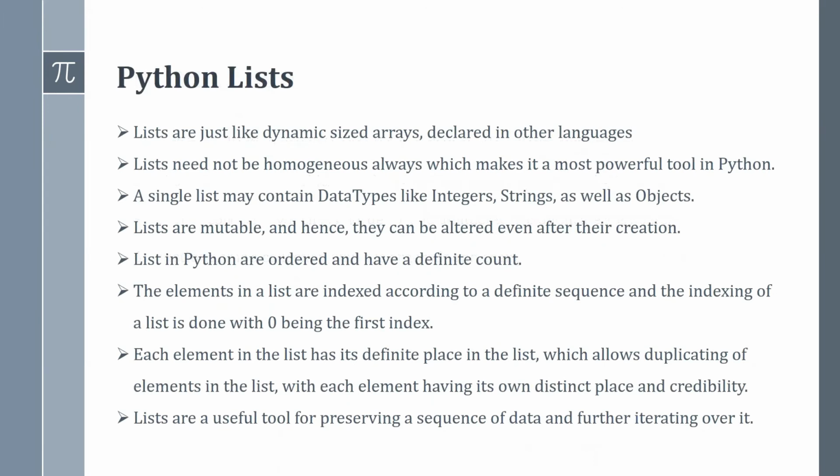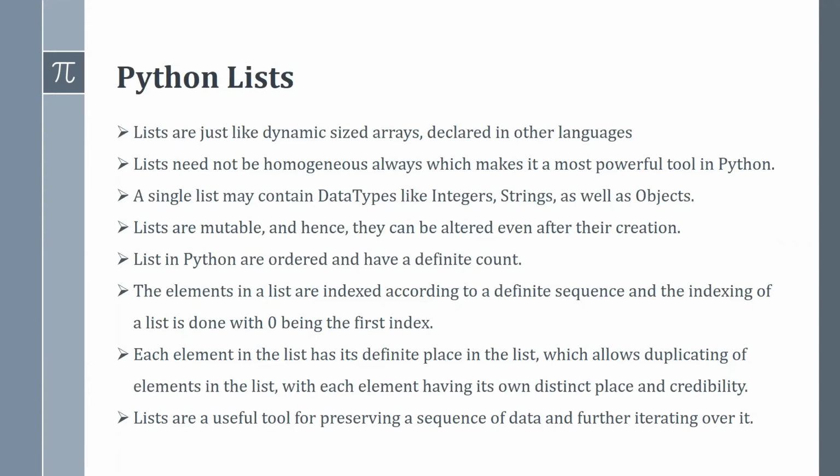Okay, so lists are nothing but similar to an array. If you know C++ or C or other languages, we have something called an array, where you store a defined set of data. So in Python, we have something called a list. A list is nothing but a dynamic sized array.